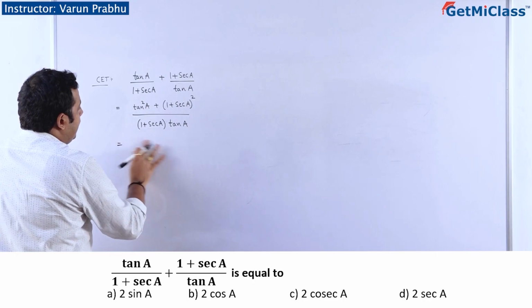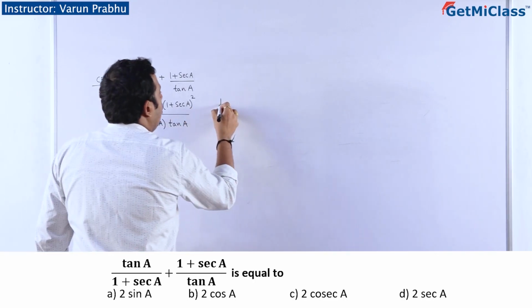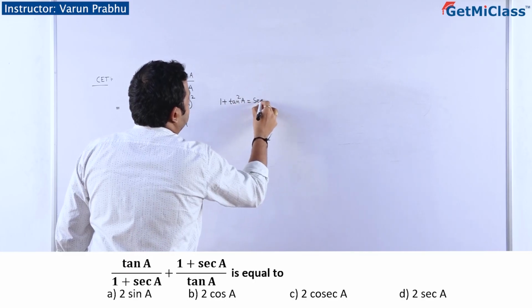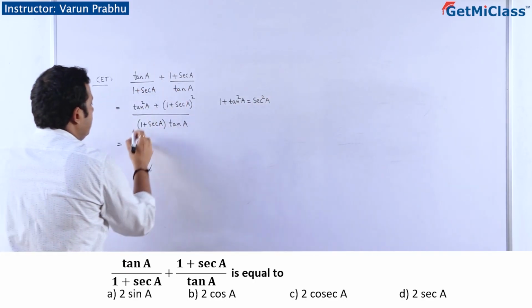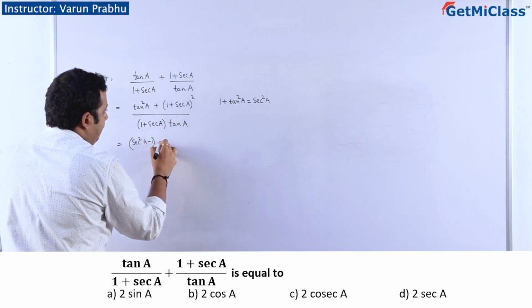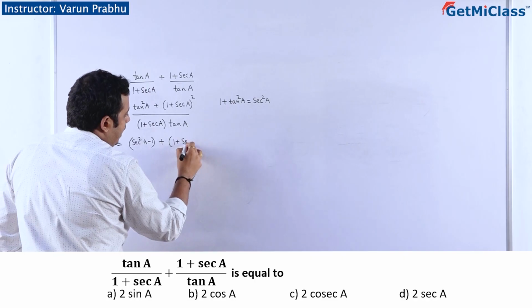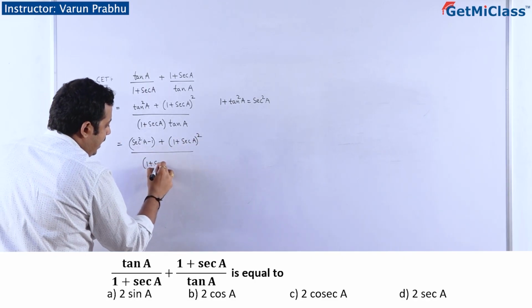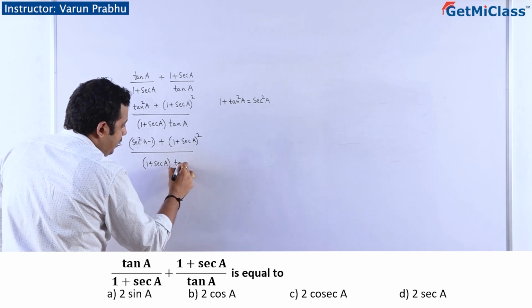we can write tan squared A can be written as, see here, 1 plus tan squared A is equal to secant squared A, right? 1 plus tan squared A is equal to secant squared A. So tan squared A can be written as secant squared A minus 1 plus 1 plus secant A the whole square divided by 1 plus secant A into tan A, 1 plus secant A into tan A.